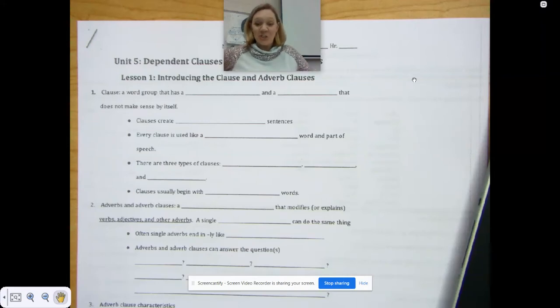Hey students, welcome to Unit 5, Dependent Clauses and Complex Sentences. We're going to go ahead and get started with what I think are the easiest of the three types of clauses that we'll talk about in Unit 5, which are called adverb clauses.